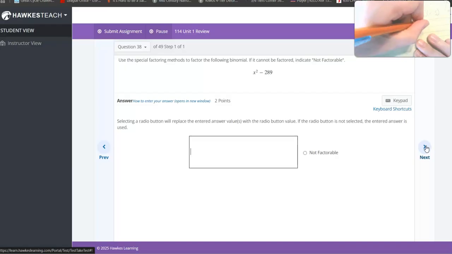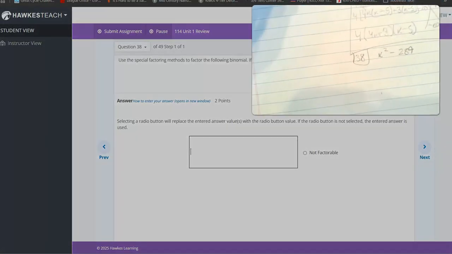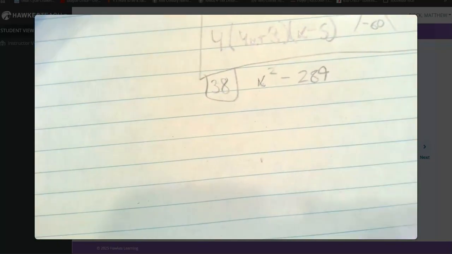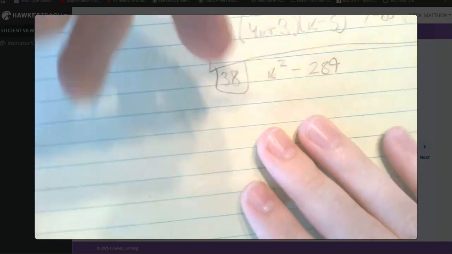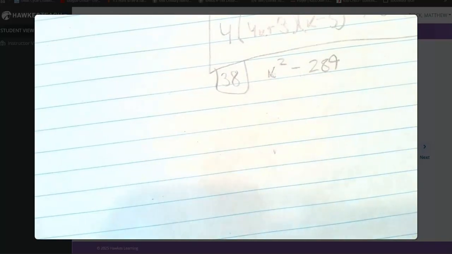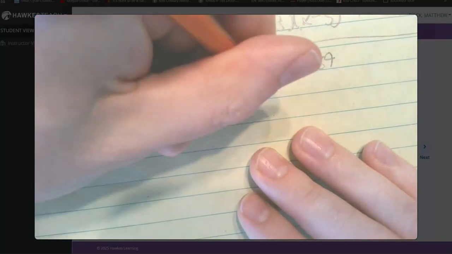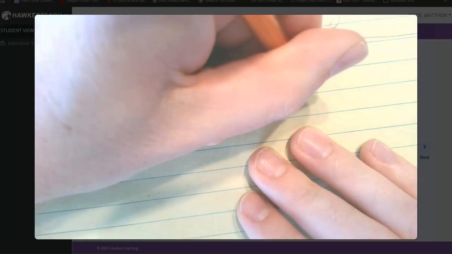So you have x squared minus 289. So again, when you have a binomial, most of the time we're going to be utilizing the difference of squares. So we got to figure out what 289 is as something squared. To do that, you can just take the square root of 289, which I think gets you 17.